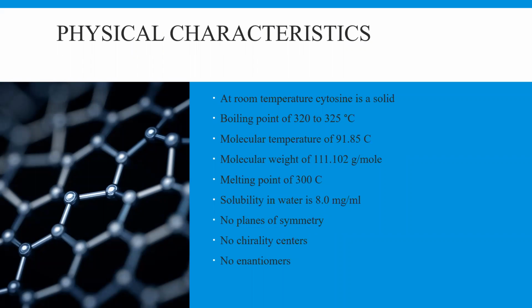Physical characteristics. At room temperature, cytosine is a solid. The boiling point of cytosine is between 320 and 325 degrees Celsius. The molecular temperature of cytosine is 91.85 degrees Celsius. The molecular weight of cytosine is 111.102 grams per mole. The melting point of cytosine is 300 degrees Celsius. Cytosine's solubility in water is 8 milligrams per milliliter. It has no planes of symmetry. It has no chirality centers, and it has no enantiomers.